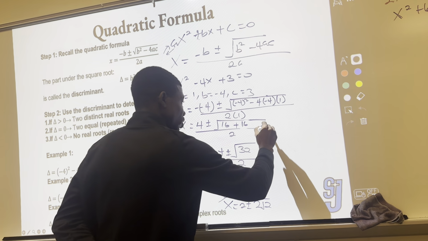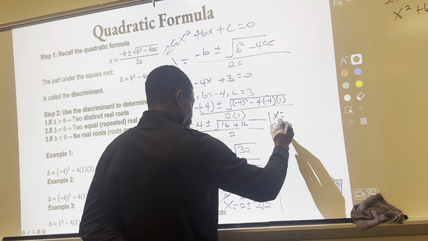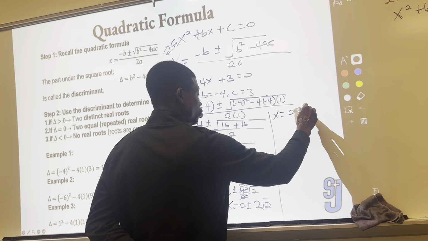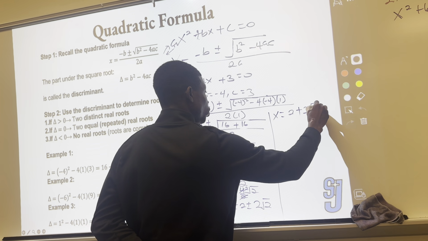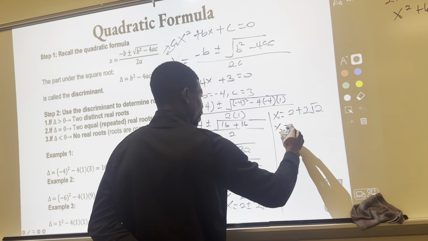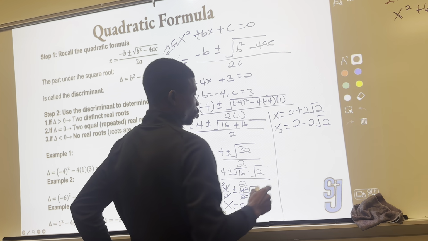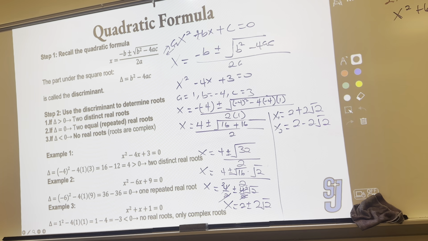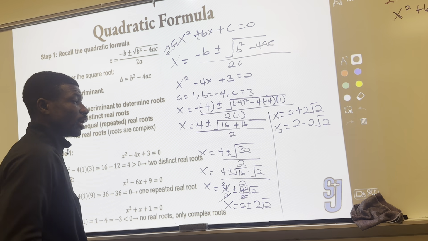So this becomes my final answer. X equals 2 plus 2 root 2, and then my second part of the x is 2 minus 2 root 2. Sounds very simple. Very, very simple. I have these two.